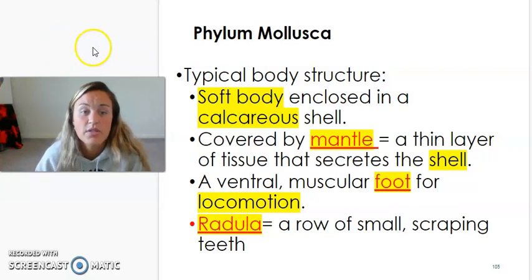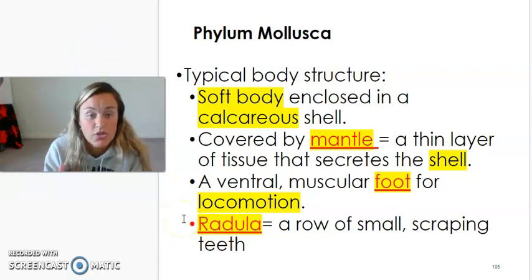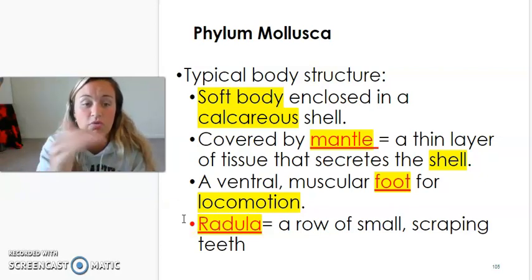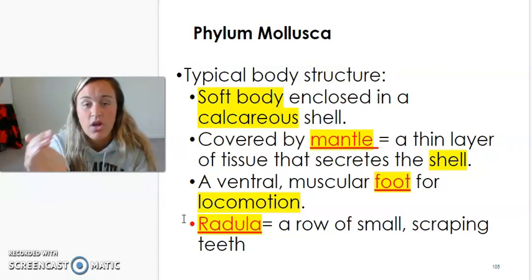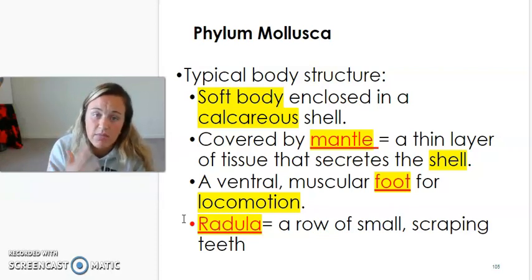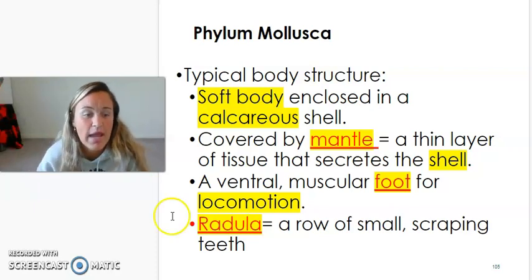All right, so all of these organisms do also have something referred to as a radula. And a radula is basically rows of small scraping teeth. So you can think about it like a sandpaper tongue. The tongue will rub back and forth across the food and start to break it down. That would be basically like you licking something and having a razor-sharp tongue. So it scrapes away at that.